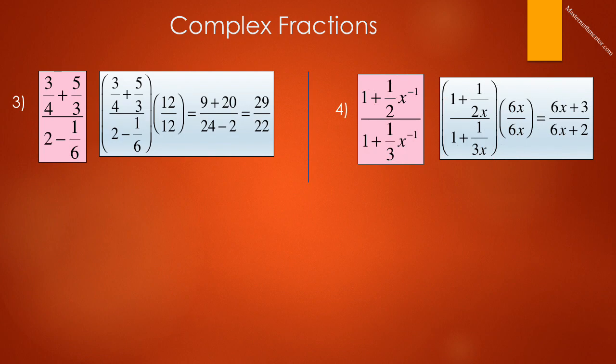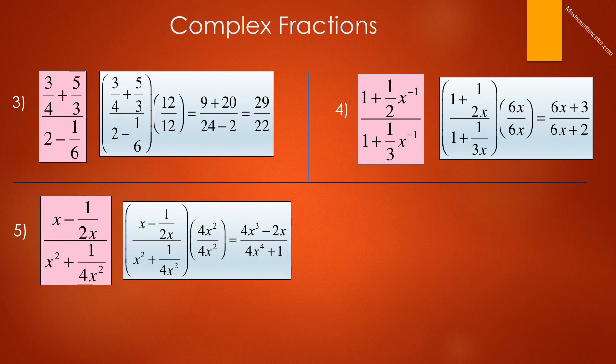Number 4 reads 1 plus 1/2 x to the negative 1 all over 1 plus 1/3 x to the negative 1. So we will eliminate the negative exponents and write this as 1 plus 1 over 2x all over 1 plus 1 over 3x. The LCD of all four terms is 6x. So multiplying by 6x over 6x, we get 6x plus 3 all over 6x plus 2.